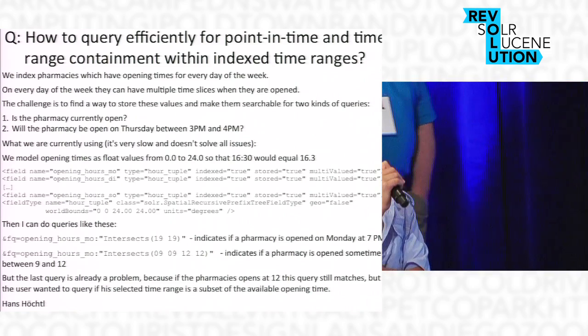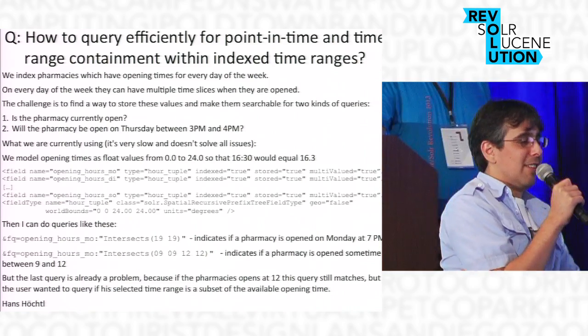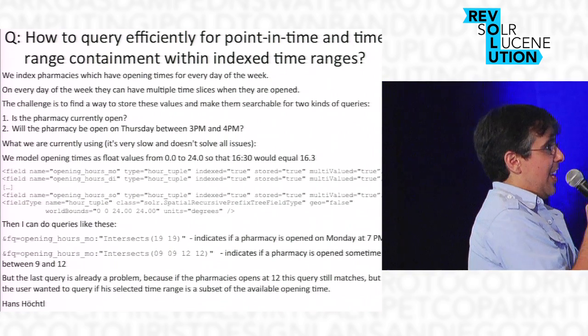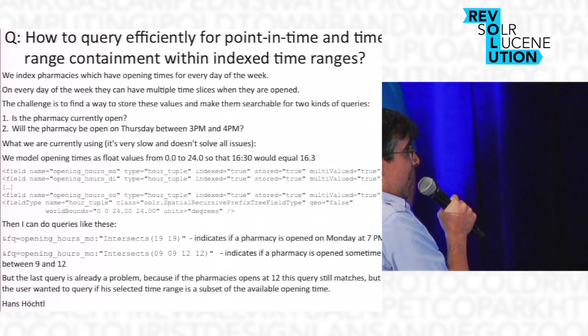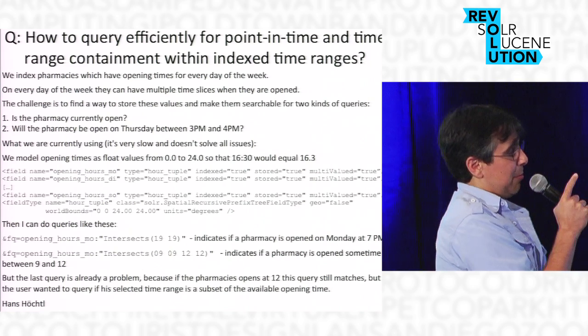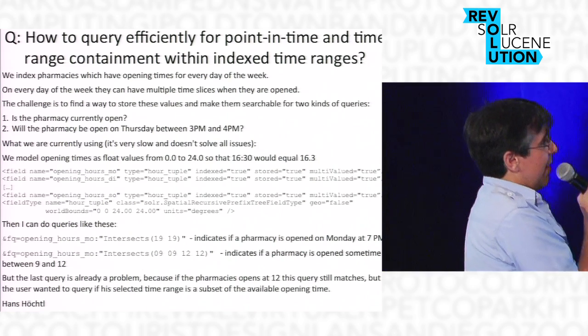How to query efficiently for point in time and time range containment within indexed time ranges. All right, so I haven't read the rest of this, but I'm already feeling pretty good, because I actually gave a little talk on this not too long ago. Assuming it means what I think it means, but that's going to take me about 45 minutes to figure out, then I think I have an answer to this.